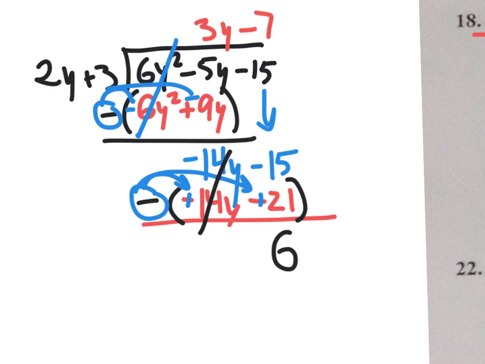Now, what do I do with the remainder? I write it over the original 2y plus 3. So, since my answer is 3y minus 7, I'm also going to put plus 6 on top over the original divisor 2y plus 3. And ladies and gentlemen, that's my final answer for that question. So, I want to erase this and try another problem.